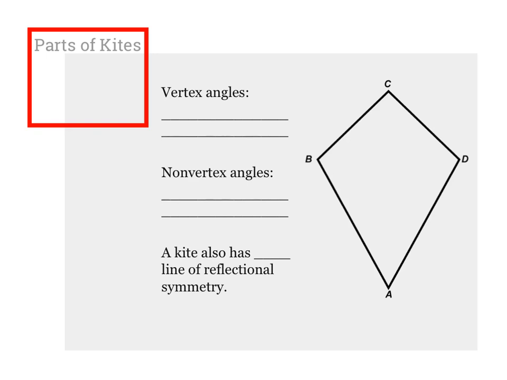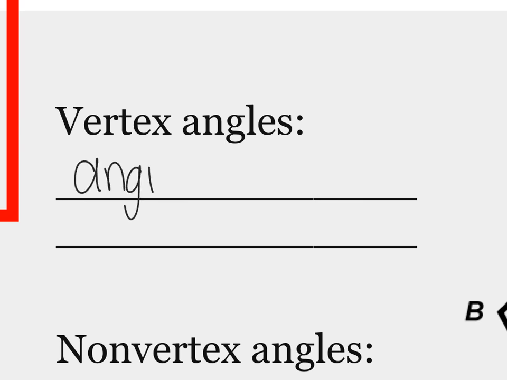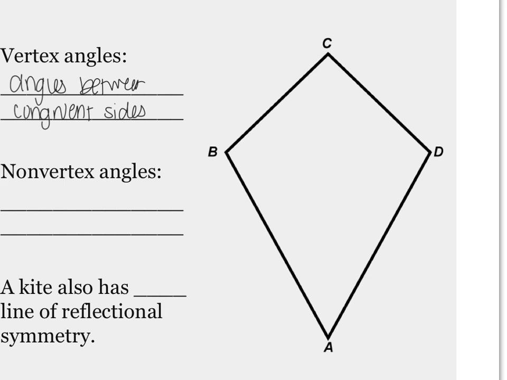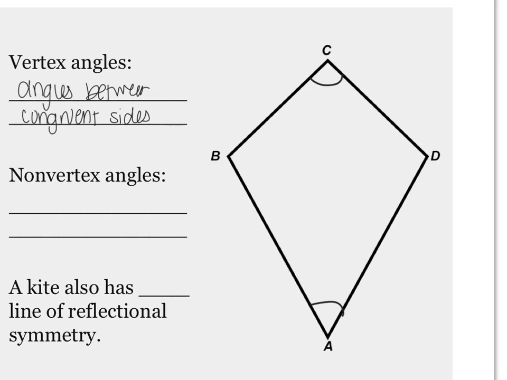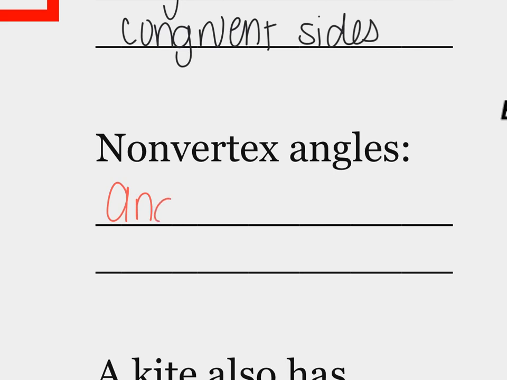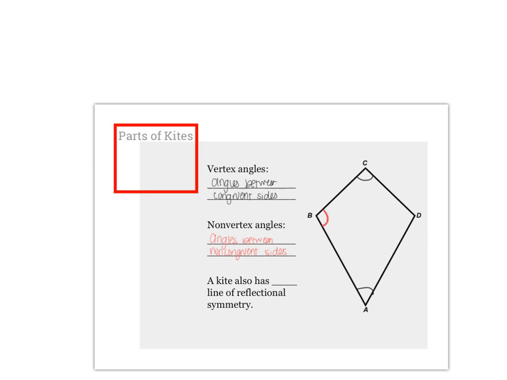When we're looking at a kite, there's a few parts that you should know. The vertex angles are going to be the angles between congruent sides. So in this picture, that's angle C and angle A. Non-vertex angles then are just the other angles, or if we want to sound fancy, the angles between non-congruent sides. So in this picture, that's angle B and that's angle D.